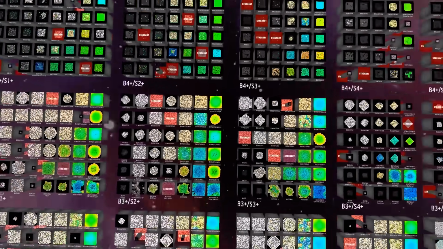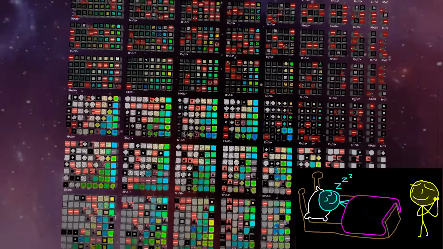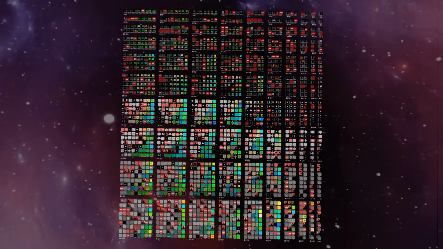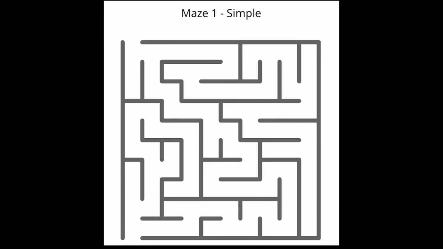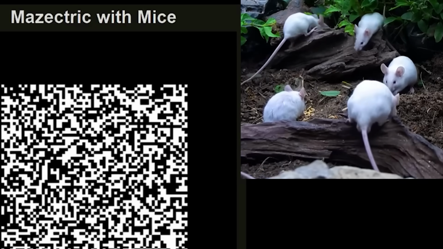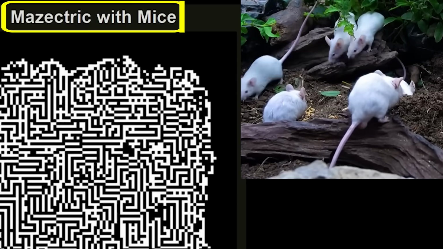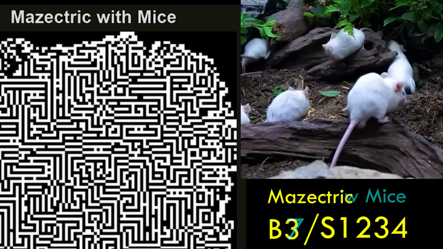Now you know how my Conway Multiverse is laid out, and Cyan Carry can sleep peacefully. With that explanation out of the way, let's take a look at some more maze universes. I gotta give a shout out to Mazectric with Mice, a rule string that adds birth at 7 to the mix.